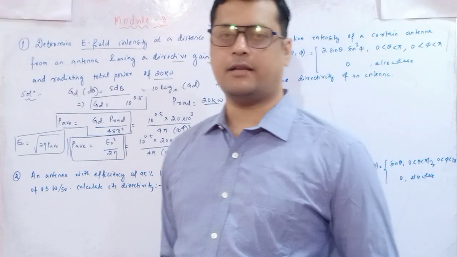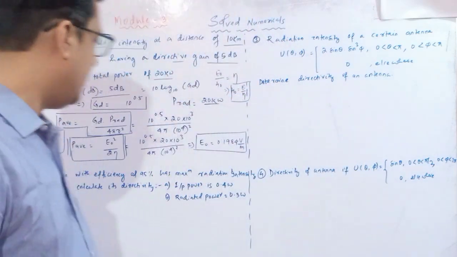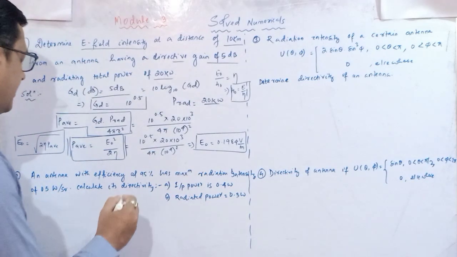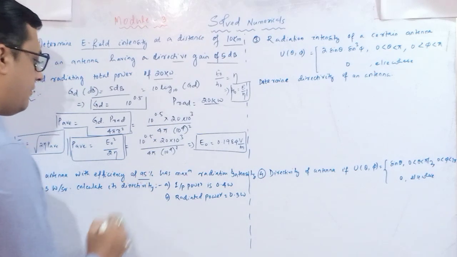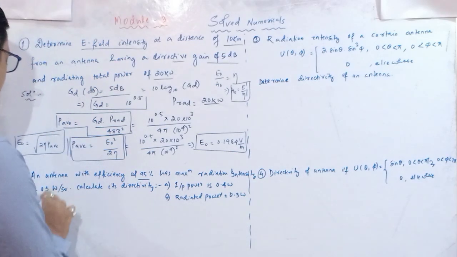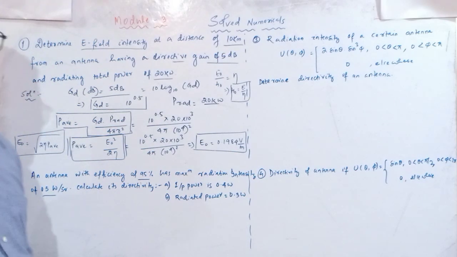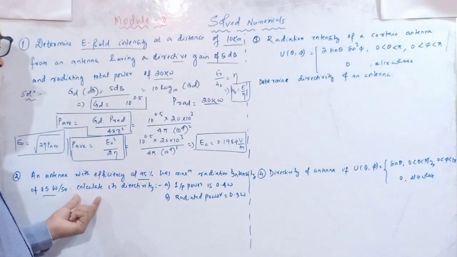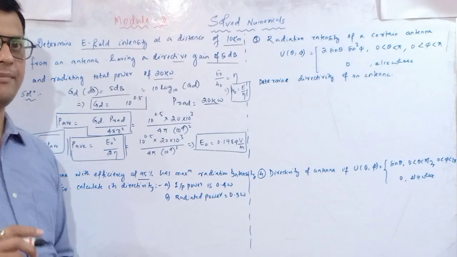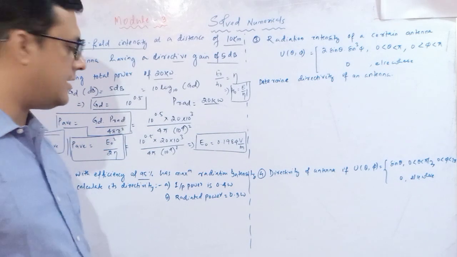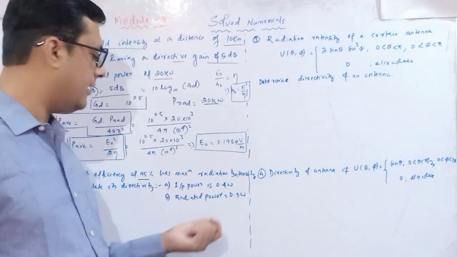Now the next question we will see. Next question, as I have written: an antenna with an efficiency of 95% has a maximum radiation intensity of 0.5 watt per steradian. It is given in terms of efficiency. Maximum intensity means U max, the radiation intensity. So calculate its directivity. We have to calculate capital D, and D is calculated when the directive gain is maximum. That is the indirect question that is asked.